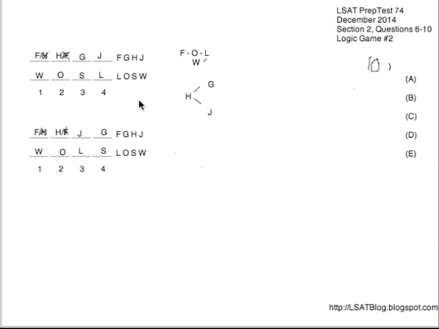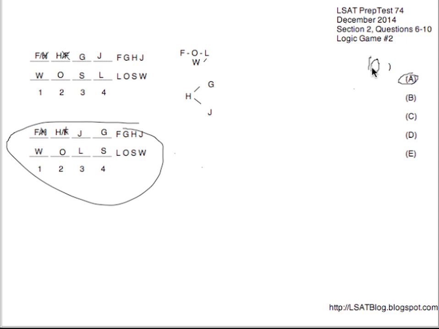So what could be true? L on 3 happens in the second possibility, so that could be true, and it's our answer for number 10. If you scan through the choices here, you'll see that none of the other ones ever occurs. So A is our answer for 10.